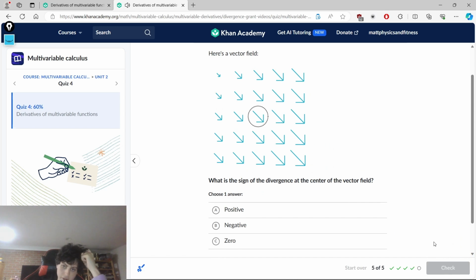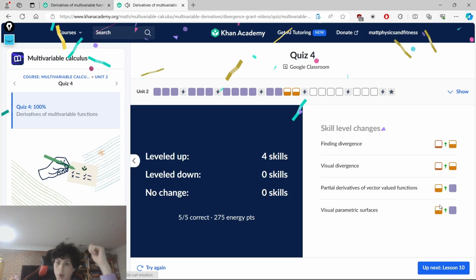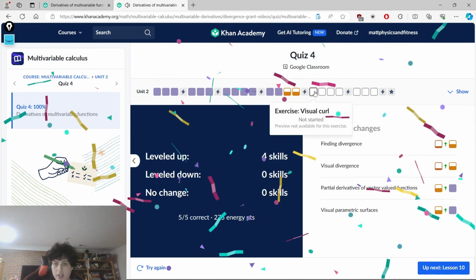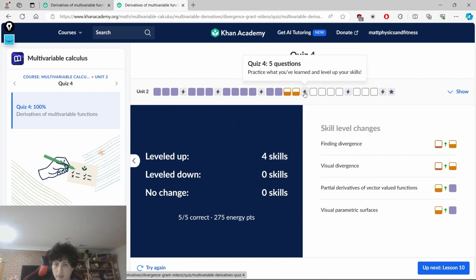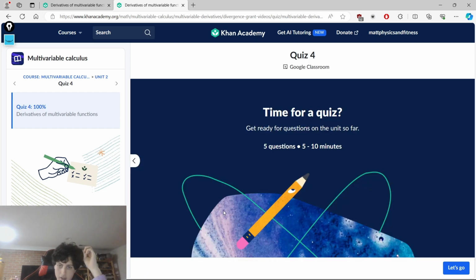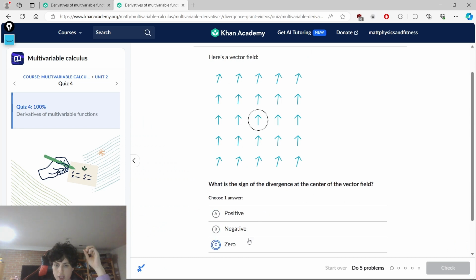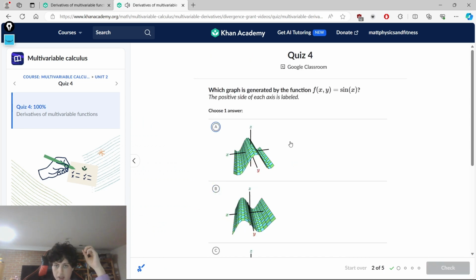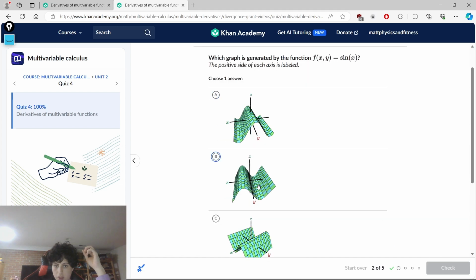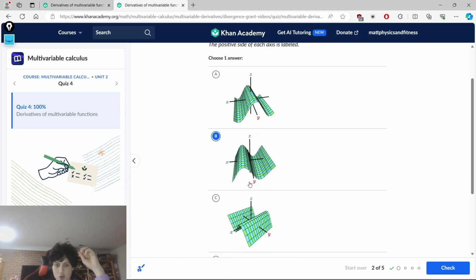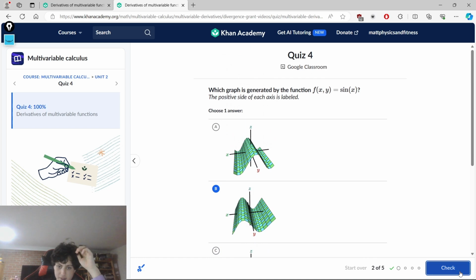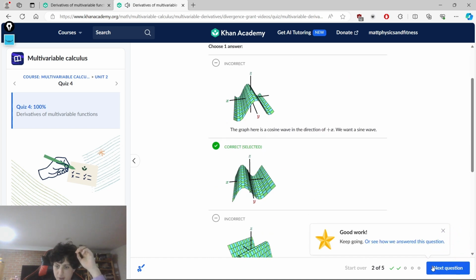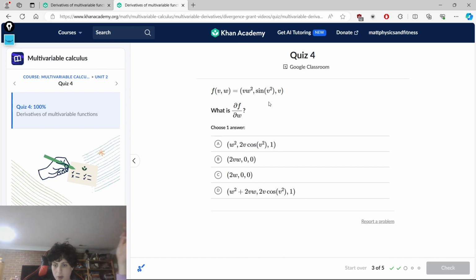Woo! Here's a vector field. The divergence is positive. What? No! Stop! I have to take it again? Again. Okay, they're all the same. 0. The positive sign of each axis is labeled sign of x, not that one. It's this one. That looks like a negative sign, but the x is going the other way. I don't like that. No, give me some divergence.